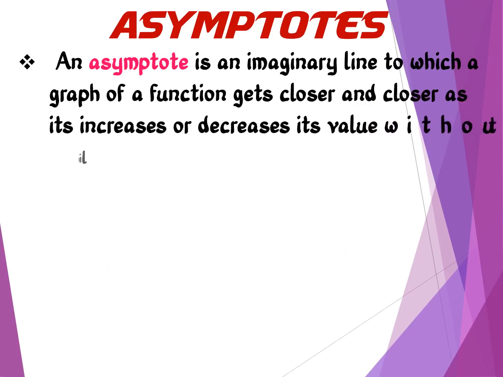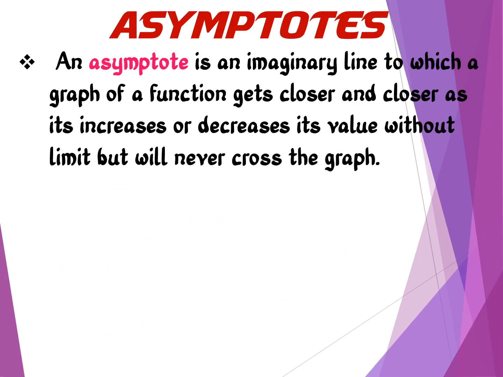So when we say asymptote, it is an imaginary line to which a graph of a function gets closer and closer as it increases or decreases its value without limit, but it will never cross the graph. So it is an imaginary line. It will not touch the graph.